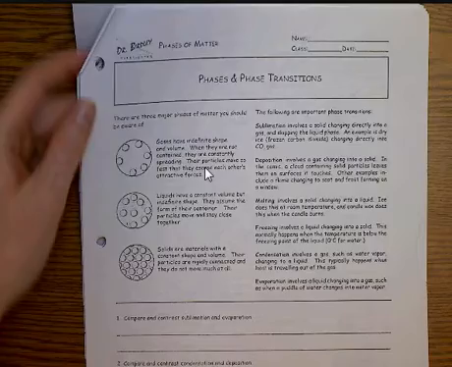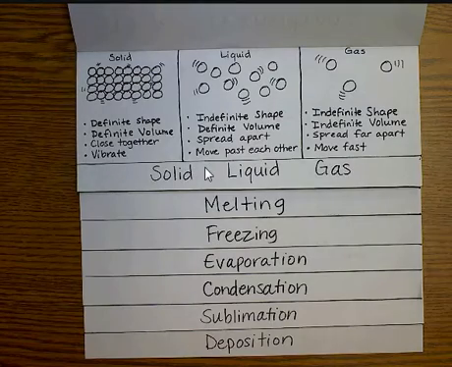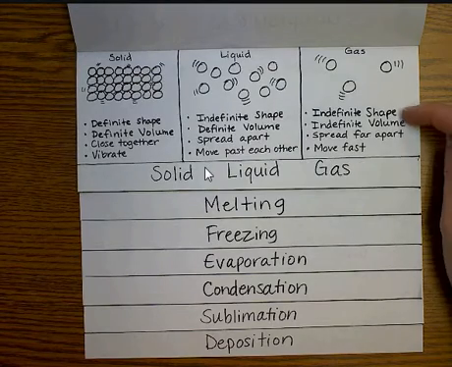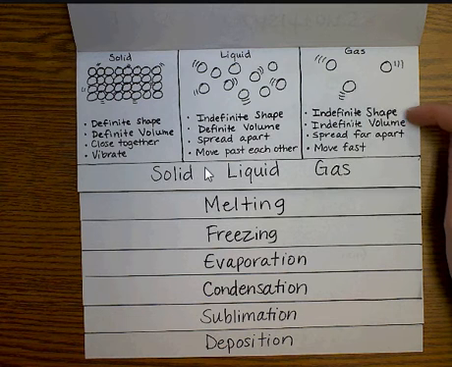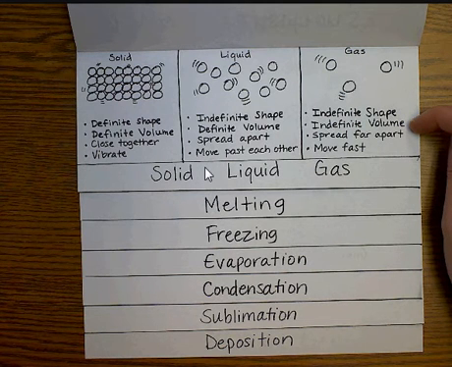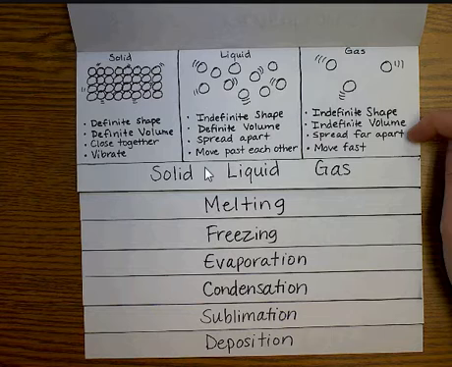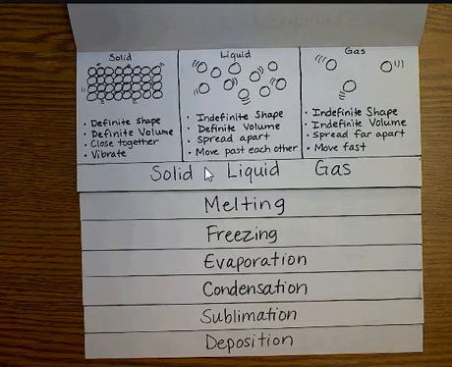So for gas, you're going to put these notes. They have an indefinite shape, which means that they change shape. They have indefinite volume, which means they change volume. They spread far apart, and they move fast. Those are the 4 main things you need to know about the particles in a gas.